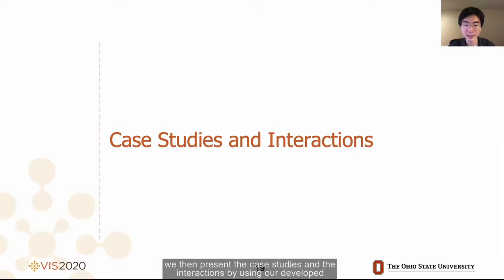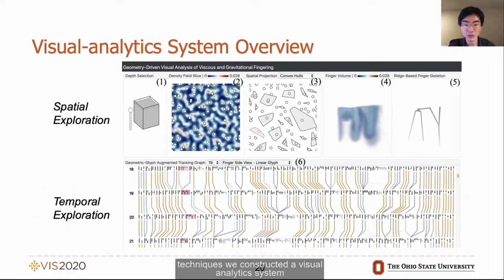We then present the case studies and the interactions by using our developed techniques. We constructed a visual analytics system consisting of 6 panels. The 5 panels in the top row are for the spatial exploration of fingers. The tracking graph in the bottom row is for the temporal exploration.